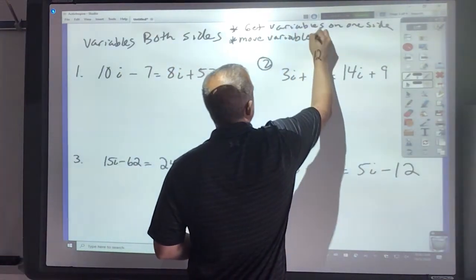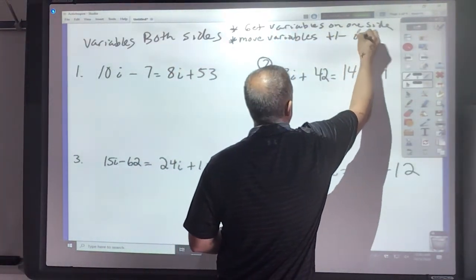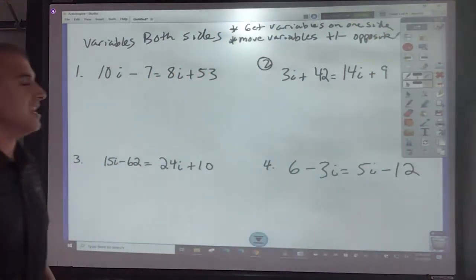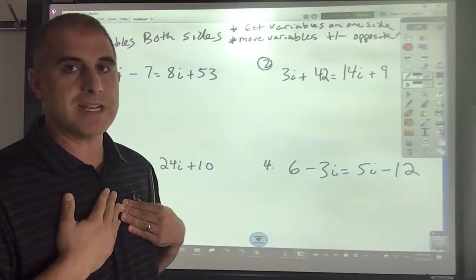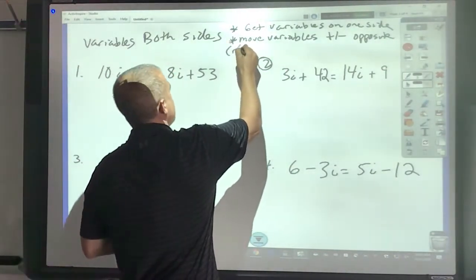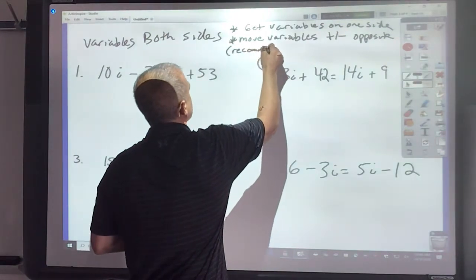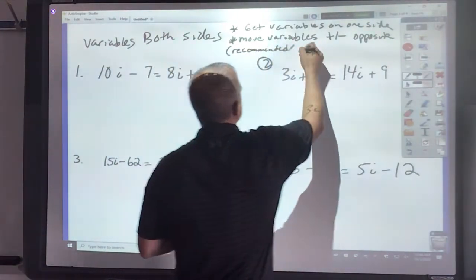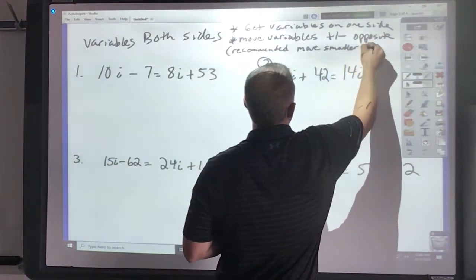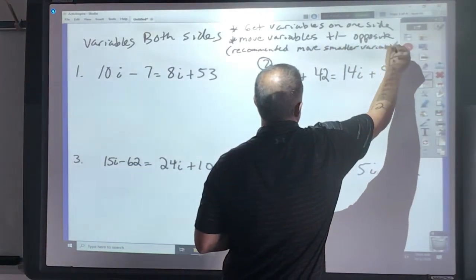Now when you move the variables, we're going to do so with addition and subtraction, and just like always, we're going to do that opposite of what the sign is. Now, personal recommendation: it's recommended, not required, to move the smaller variable term. Now, you don't have to.